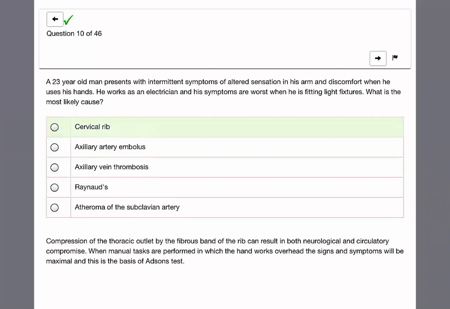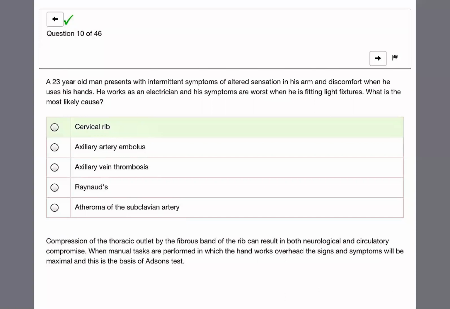Exactly. Okay, so what is Raynaud's? In Raynaud's there will be discoloration of the arm. Buerger's disease is related to smoking. Raynaud's phenomenon is more common in females than males, it's related to cold weather, and it appears in the peripheral extremities.